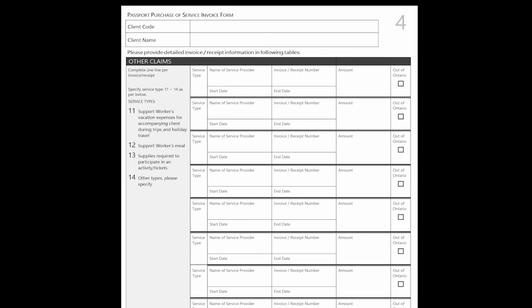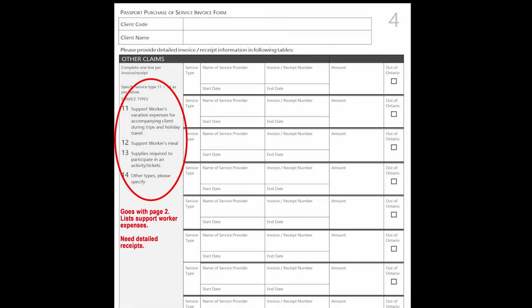So you can include on page number 4 things like support worker meals, supplies required to participate in the activity, or expenses incurred by the support worker while accompanying the client. So sometimes meals, sometimes accommodations, travel. This is recorded here. And again, you need itemized and detailed receipts in order for Passport One to pay this out. You may use a page number 4, you may not use a page number 4, but often it is accompanied by a page number 2.